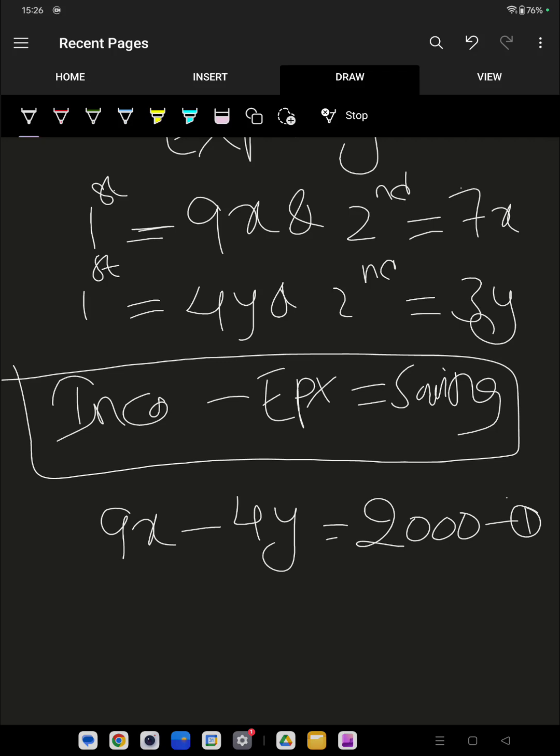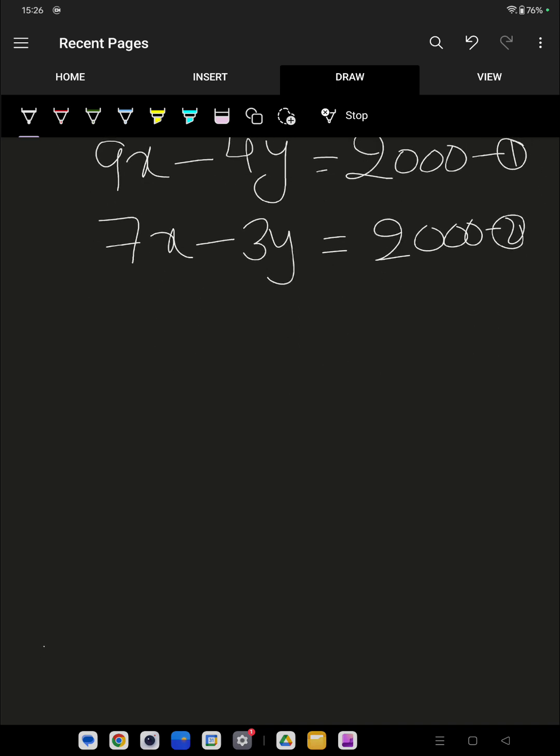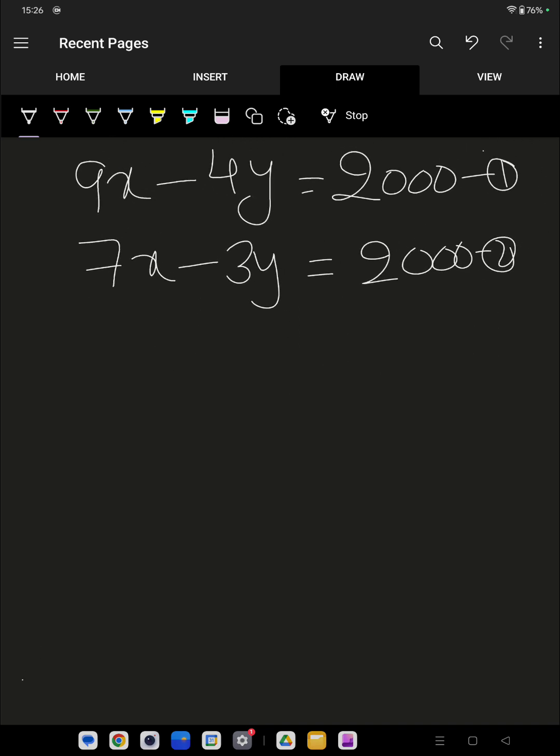And what is the second person income? 7x minus second person expenditure 3y is equal to 2000. This is equation 2. Now we need to solve these two equations by elimination method. We will solve by adding or subtracting these two equations. Is it possible? Yes, it is possible if I eliminate one of the variables.